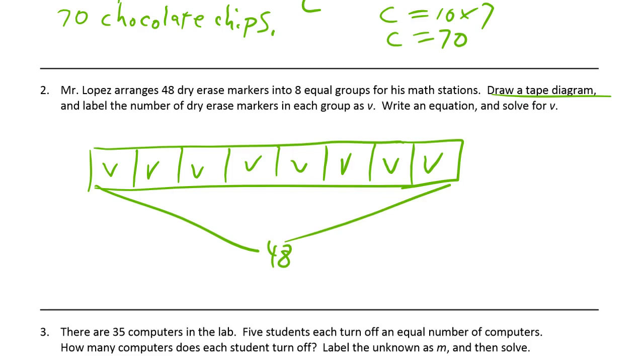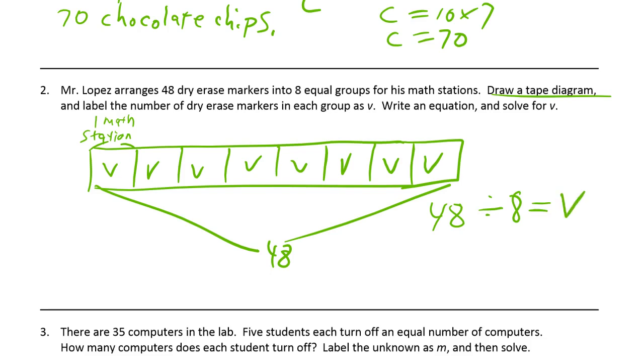dry erase markers. And so this is one math station, 8 equal groups for his math stations. So this is one math station, just so we know what the groups are. And so here's our equation: 48 divided by 8 equals V.